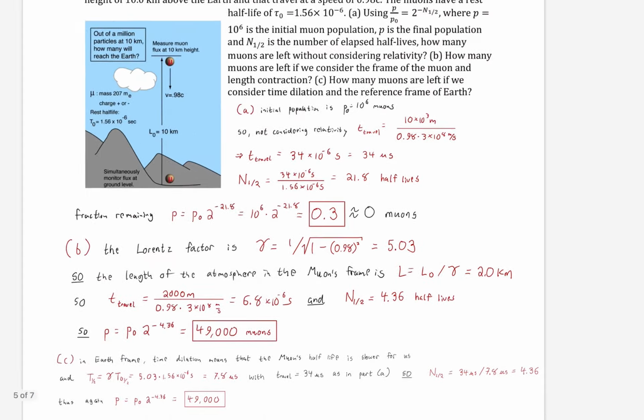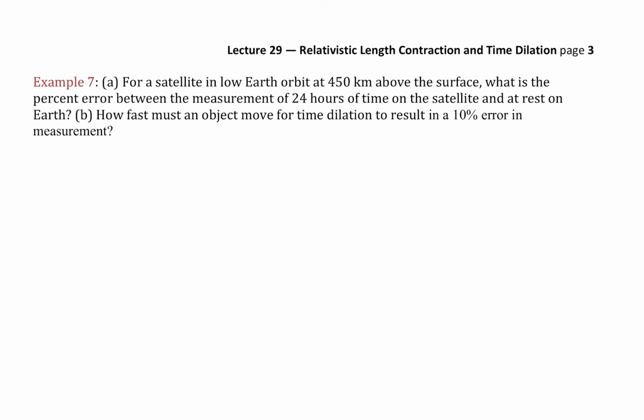Okay? Well, let's take a look at our final example. Example 7. Okay? We're going to start with a satellite, which is a throwback to previous material and formulas you probably haven't seen for a while, but we'll quickly move through that part, and then we'll talk about how relativity is affecting a satellite, because satellites move fast, right?